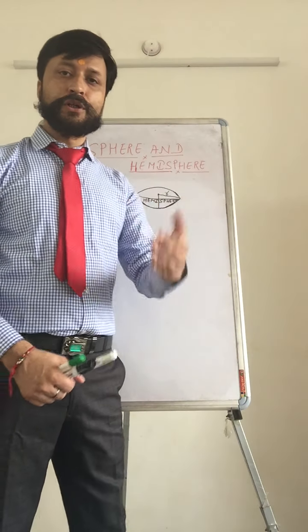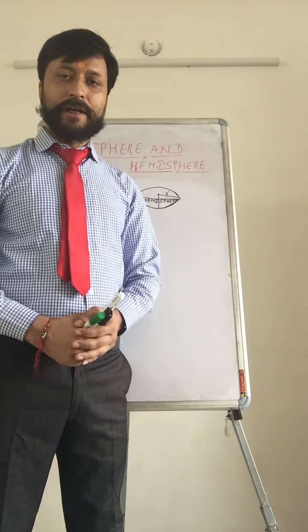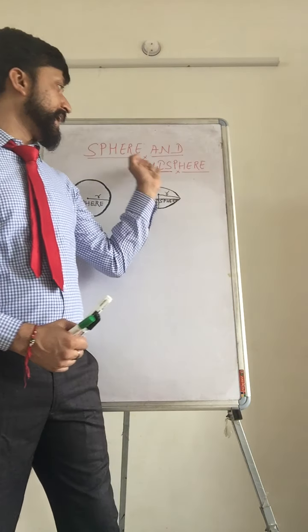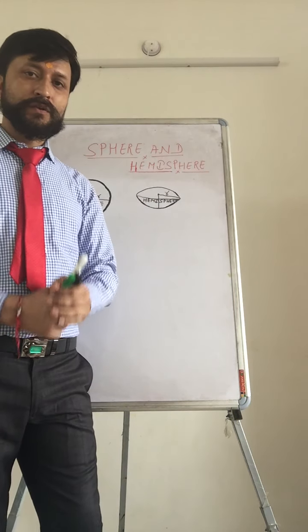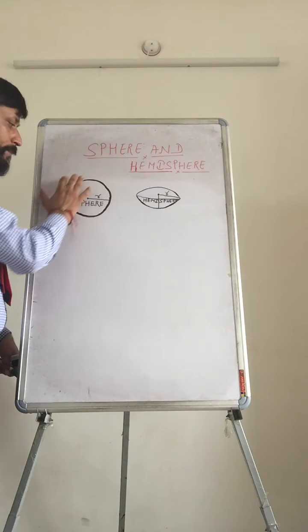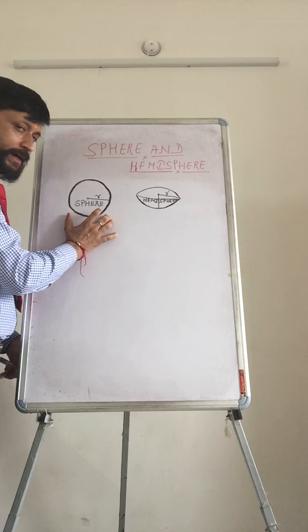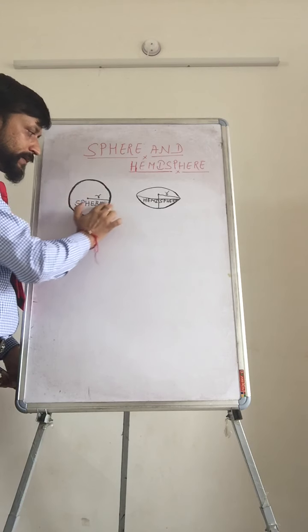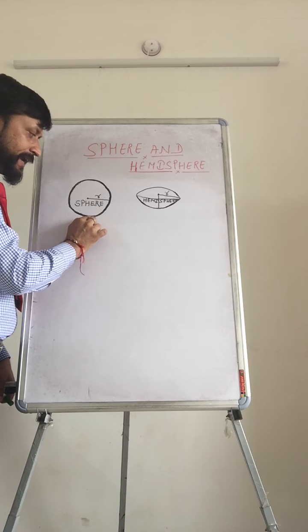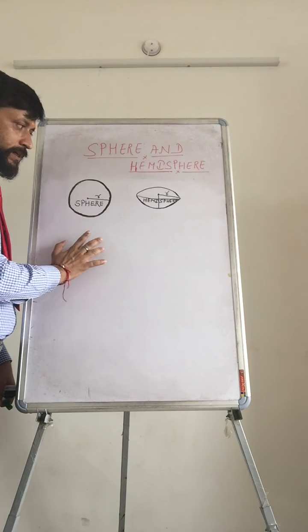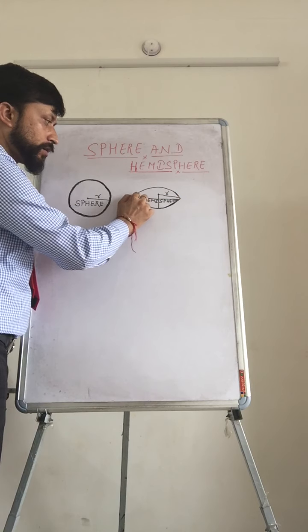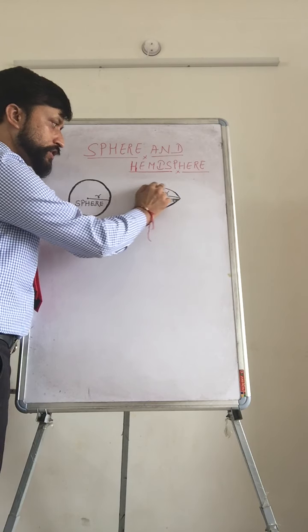Children, today I am going to teach you very important topics in mensuration, which is your sphere and hemisphere. So first, see how a hemisphere and sphere look. This is the shape or model of a sphere. A sphere is a round shaped object where we don't find any end or initial points. And the hemisphere shape is like this. It has only one end, which is circular.